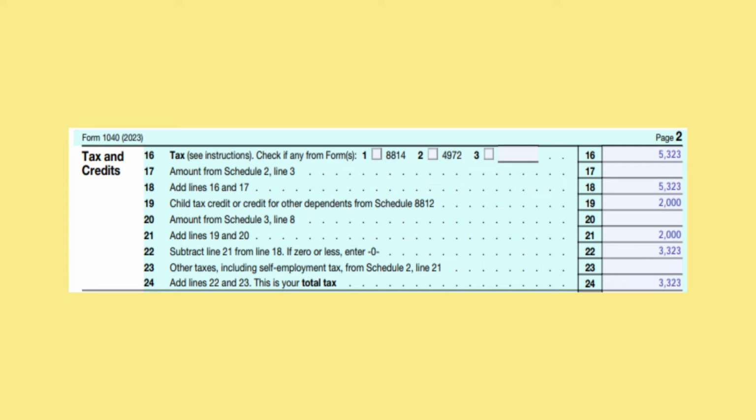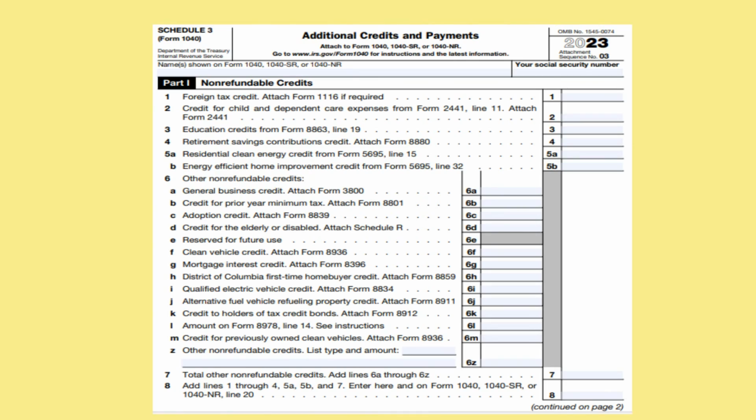Line 20 will be left blank as we do not have any of the credits from Schedule 3, line 8. Some of the more common credits are the credit for child and dependent care expenses from Form 2441 and the education credits, for which you would fill out Form 8863.